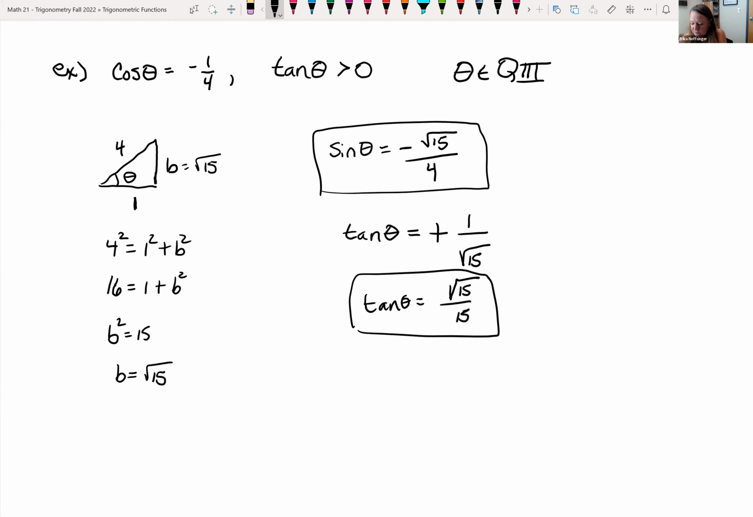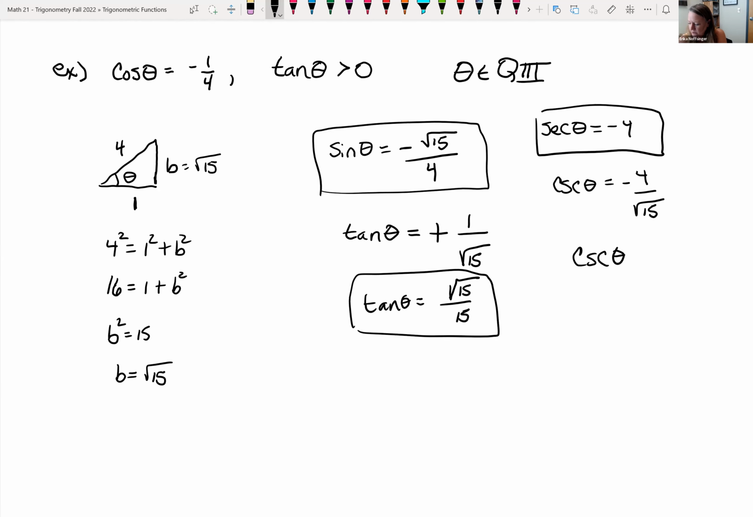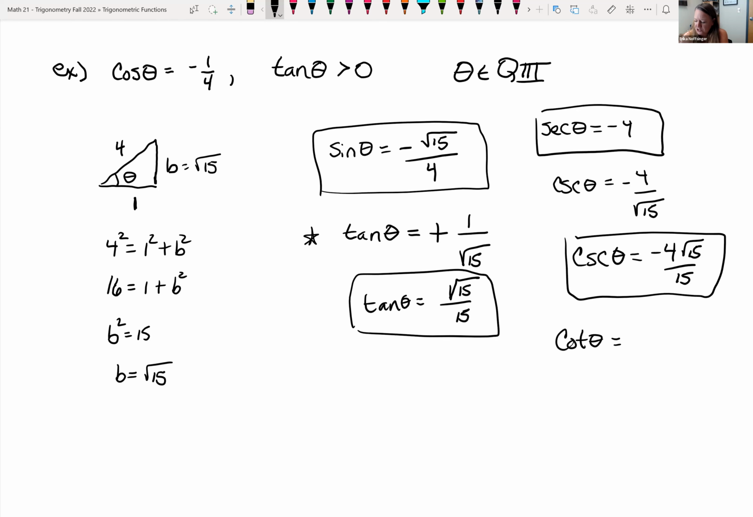So looking at our reciprocal functions, cosine theta was negative 1/4. So that tells me that secant theta is the reciprocal of that, so negative 4. Cosecant theta is the reciprocal of sine theta. So this is negative 4 over square root of 15. Rationalizing the denominator, multiplying by root 15 over root 15, we get negative 4 root 15 divided by 15. Cotangent theta is the reciprocal of tangent theta. I'm going to look at the reciprocal before I had rationalized the denominator. So this is just going to be positive root 15.